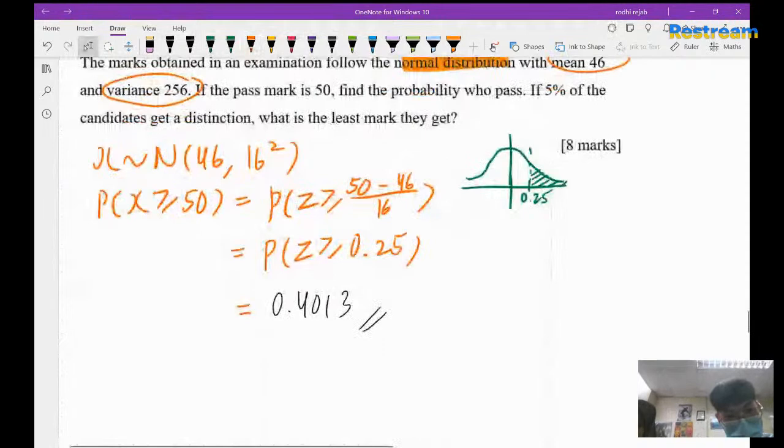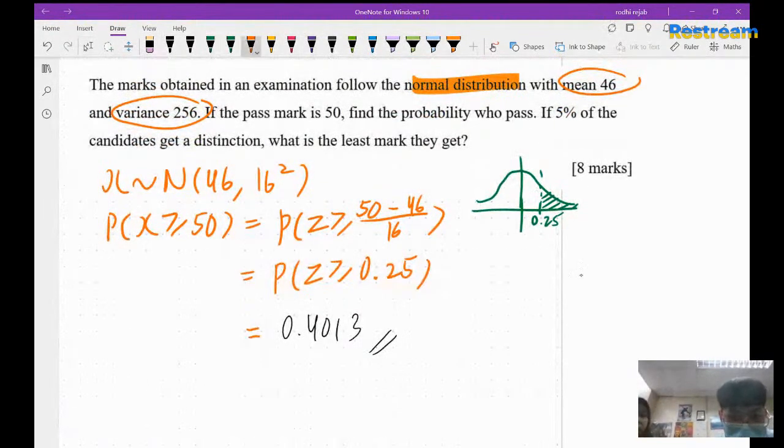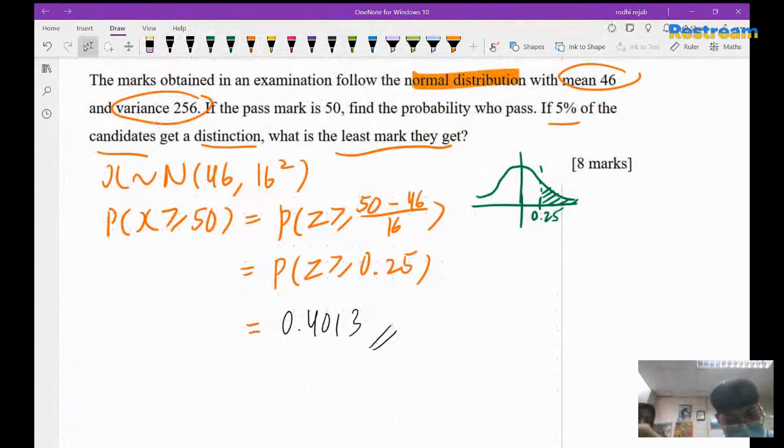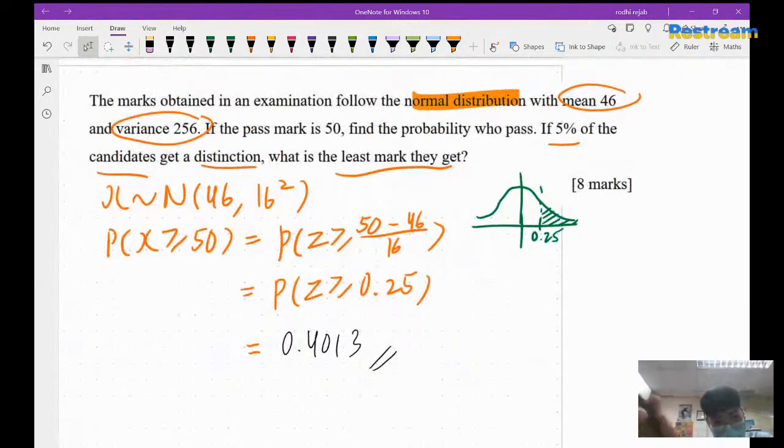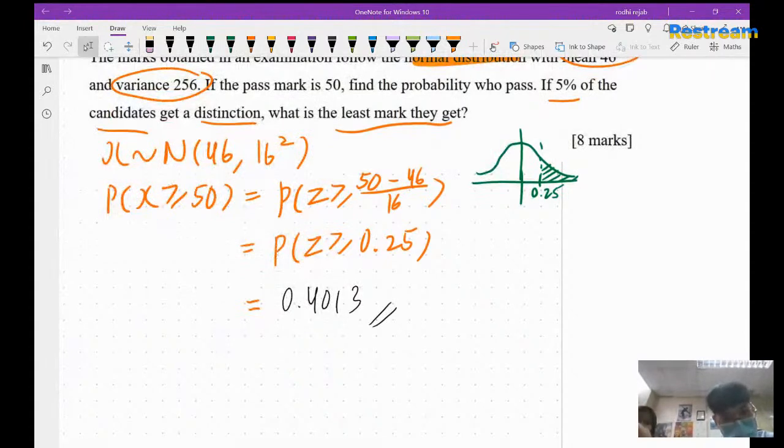But for the second part of the question, because it's not over yet: if 5% of the candidates get a distinction, what is the least mark they get? First of all, they now give us the probability, but they want us to find the mark that the students get. So it's a reverse working of the previous working that we did. For distinction, you can draw out the curve again, and you can think of it this way. Distinction is basically an excellent result.